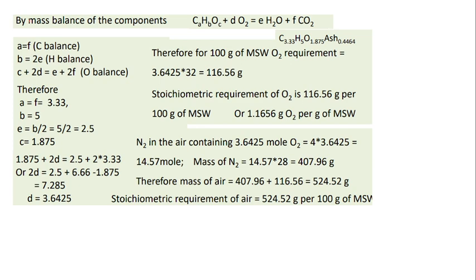Okay. Now you know that A is equal to F because carbon is only here and here. So A is equal to F. We know the value of A, right? A is 3.3, so F is also 3.3. And next you balance the hydrogen. First the carbon is balanced, next balance the hydrogen.